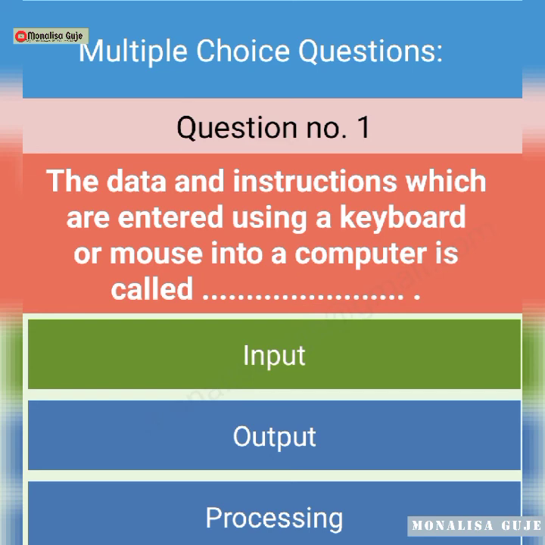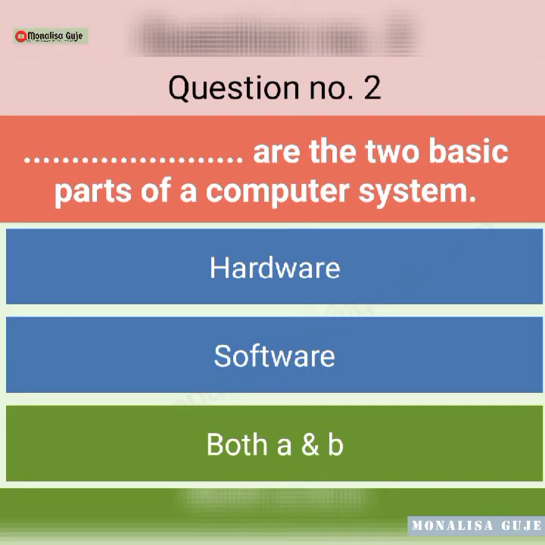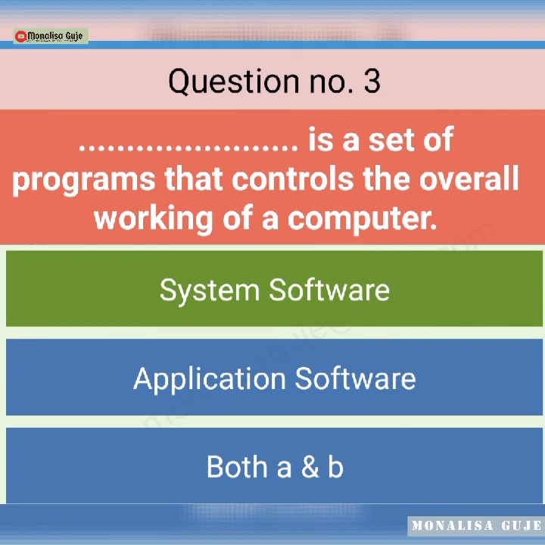First one, the data and instructions which are entered using a keyboard or mouse into a computer is called input, because we are entering it inside. So input. Second one, dash are the 2 basic parts of a computer system. Hardware, software or both. So answer is both. Hardware and software both are a part of computer system. So after we finish this, we'll move to the next one.